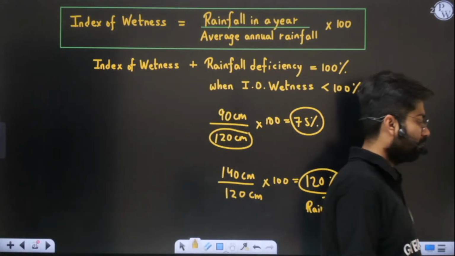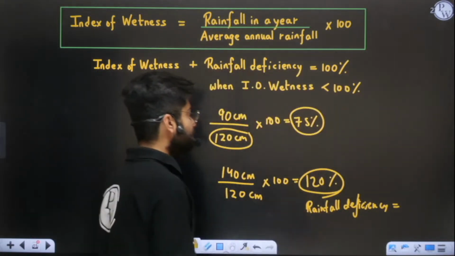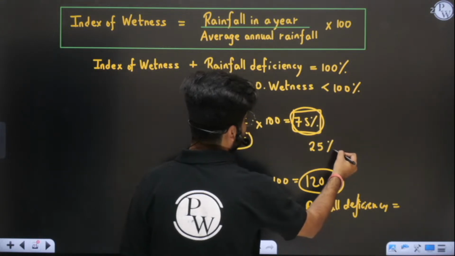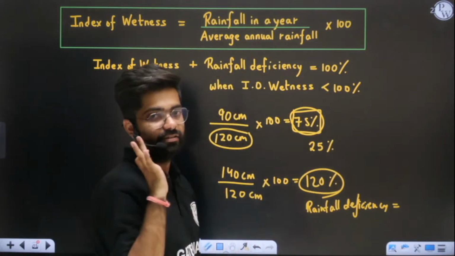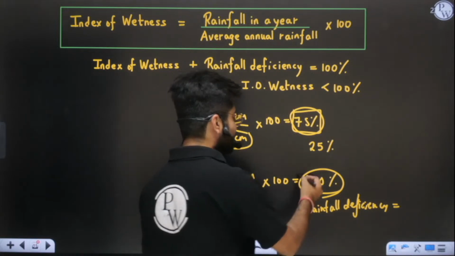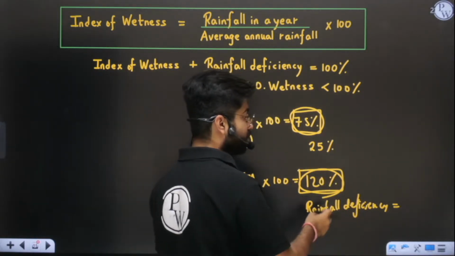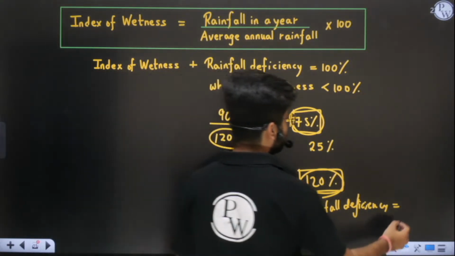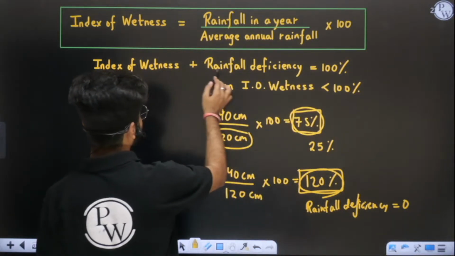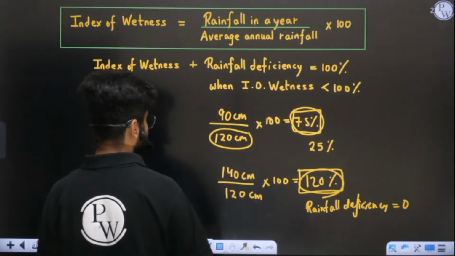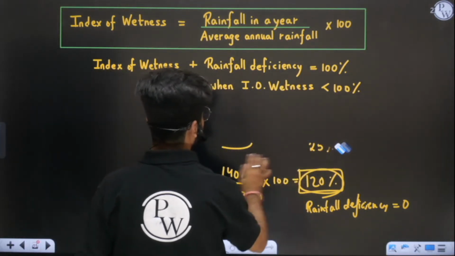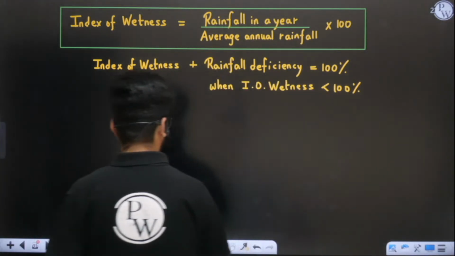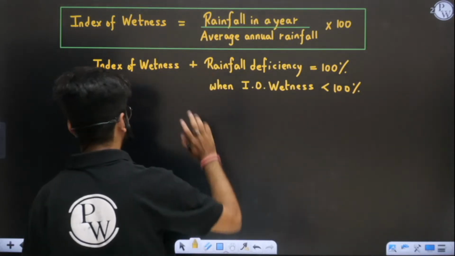See, when 75% rainfall was there, then obviously deficiency was 25%, as 25% rainfall was missing. Now when India has received 120% of average rainfall, what is the rainfall deficiency in this case? Yes, it is 0. Perfect. We will not sum it up and equate it to 100. So this is simple. I hope this is clear to you. I will write here that only when index of wetness is less than 100% is this formula applicable.